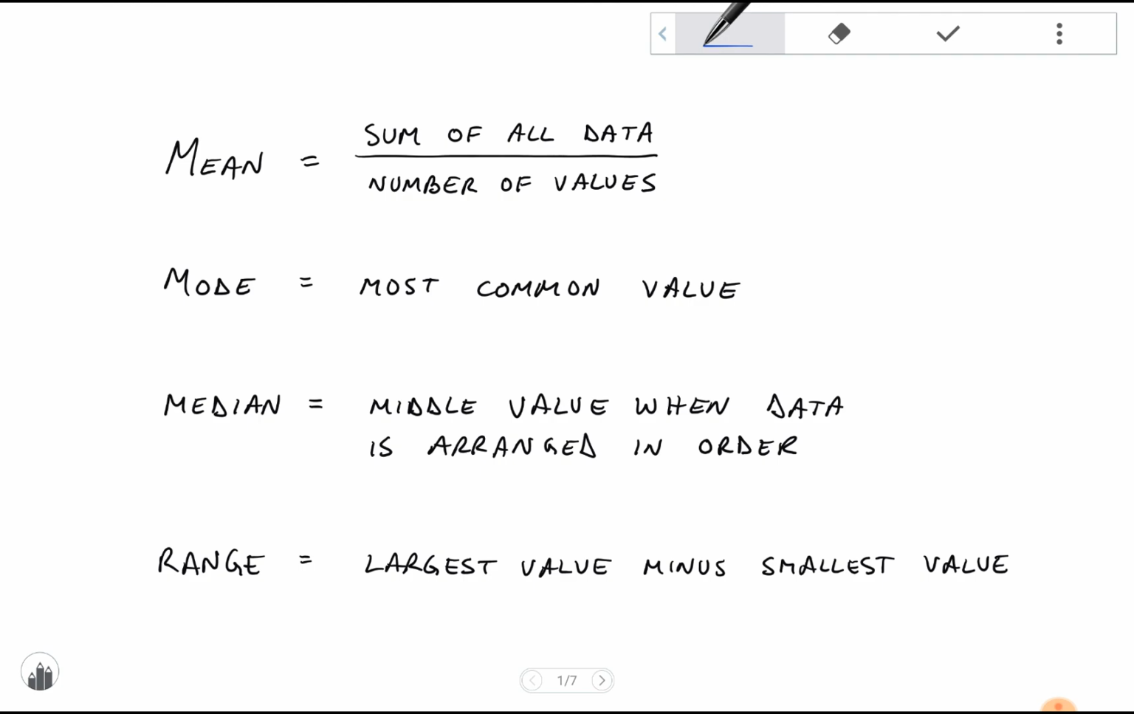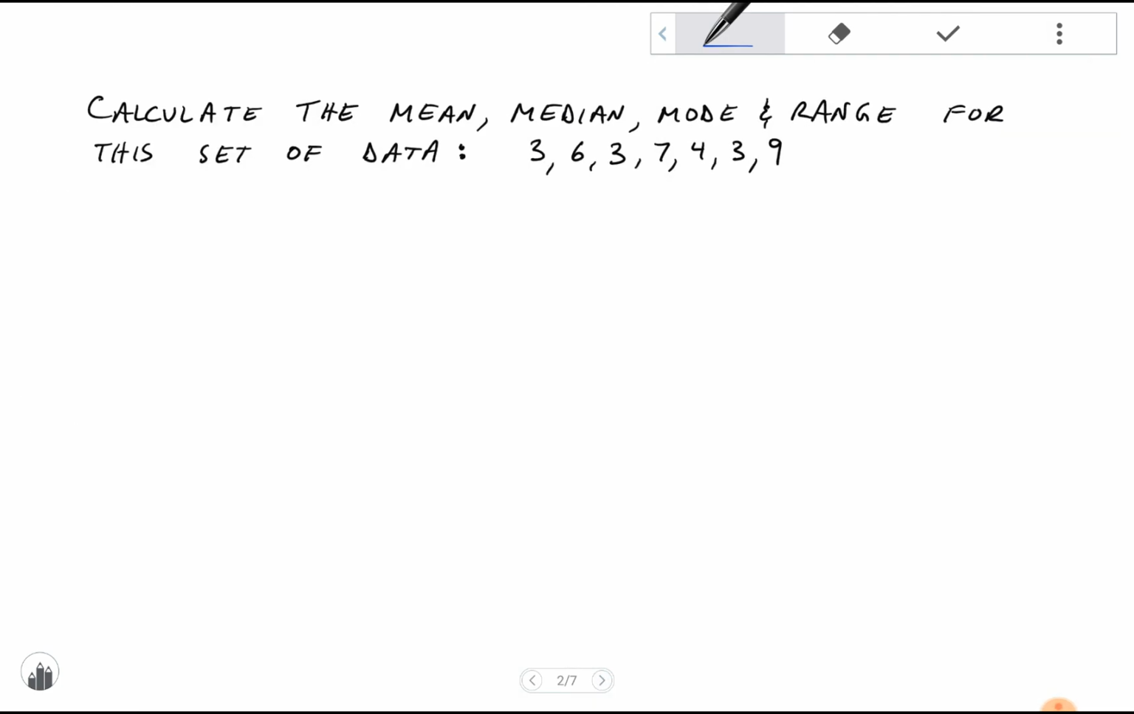So let's do this for two different examples. Calculate the mean, median, mode, and range for this set of data. We have these numbers: 3, 6, 3, 7, 4, 3, 9. All right, so first off, the mean.